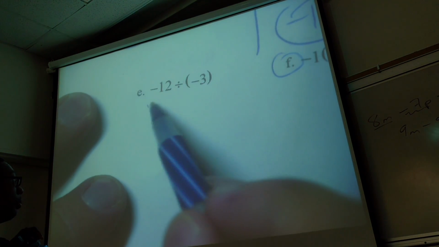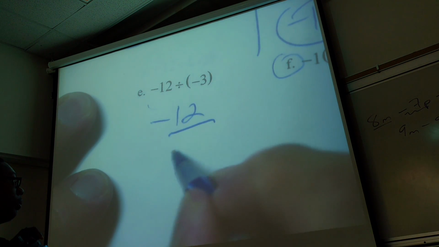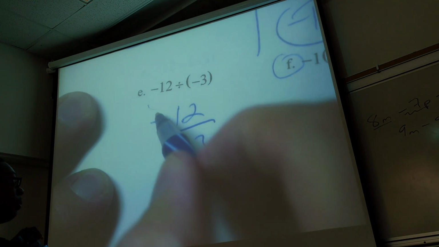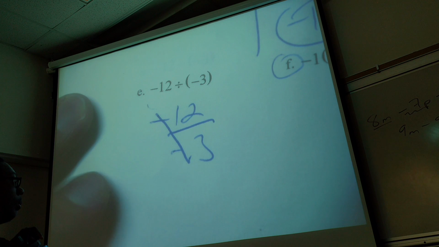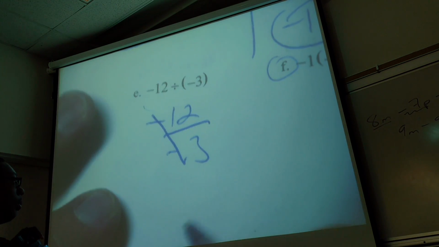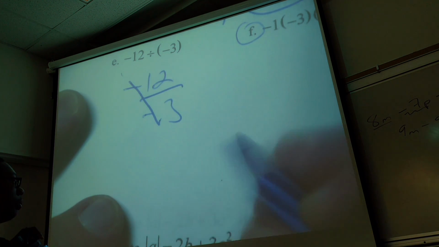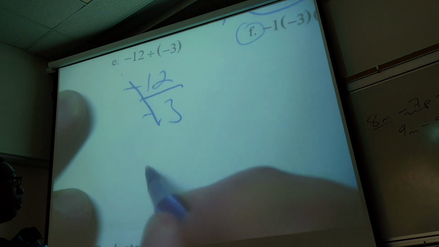But this one, these 2 negatives, how can I rewrite this? Negative 12 over... So what happens to the negatives? They cancel. There's 2 of them, so they're paired, they kill each other. I know it's horrible. National Geographic of Algebra. So 12 divided by 3 is?